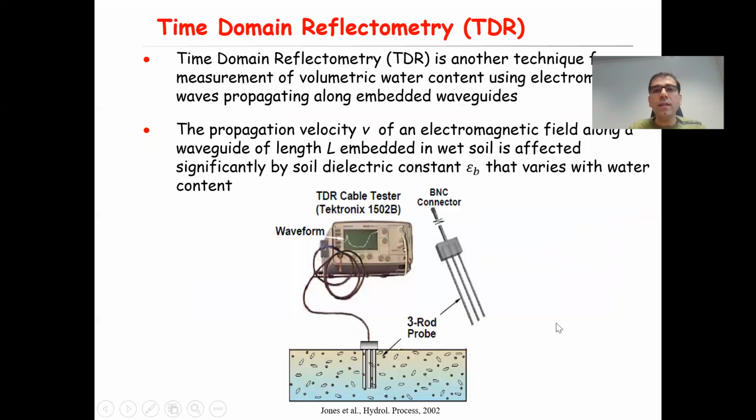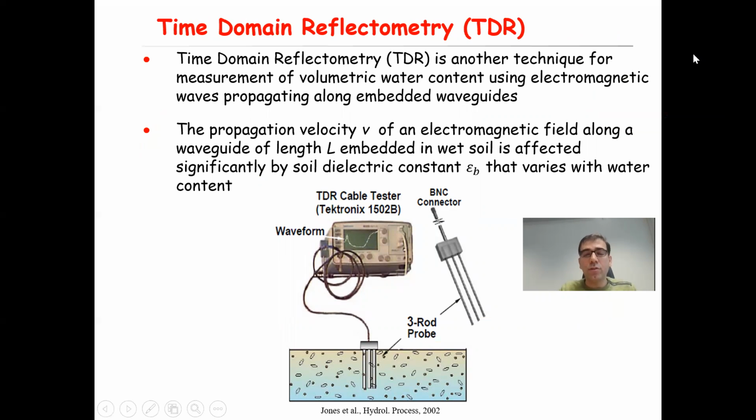There is another method that is based on time domain reflectometry, or simply TDR. Time domain reflectometry is another technique for measurement of volumetric water content using electromagnetic waves propagating along embedded waveguides. That's a picture of a typical TDR sensor that you get, and the measurement is based on the wave propagation velocity along waveguides, which are basically these rods here.